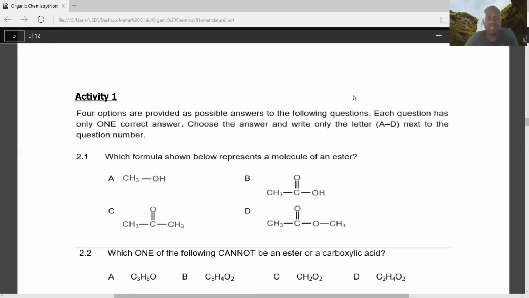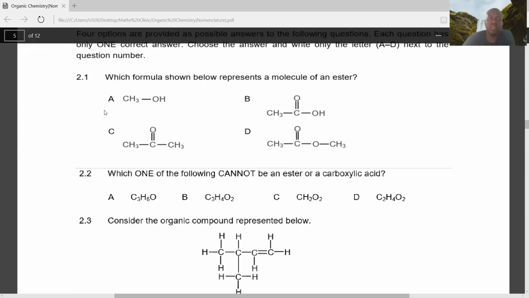Okay, number 1, according to this question, it says 4 options are provided as possible answers to the following questions. Each question has only one correct answer. Choose the answer and write only the letter A to D next to the question. So we start with 2.1. It says, which formula shown below represents a molecule of an ester?